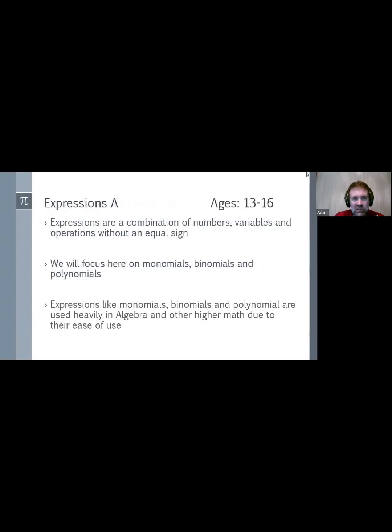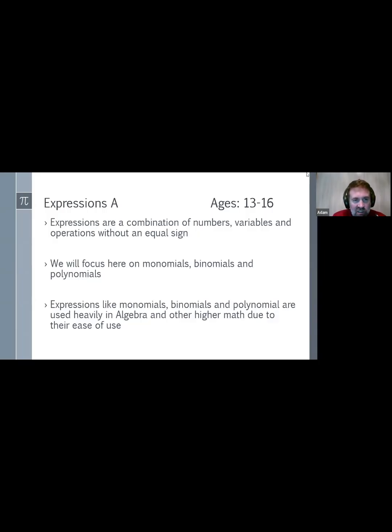So expressions, they use this letter A. I couldn't find the nice little bar one, so I just put the A. So this is basically ages 13 through 16. And this covers the expressions, which is the 16 year old kids, but then the three before that are the monomials, binomials, and polynomials. So an expression is basically a combination of numbers, variables, and operations without an equal sign.